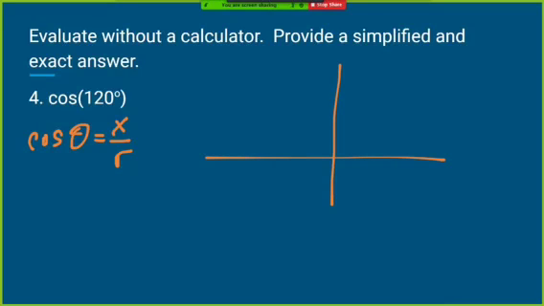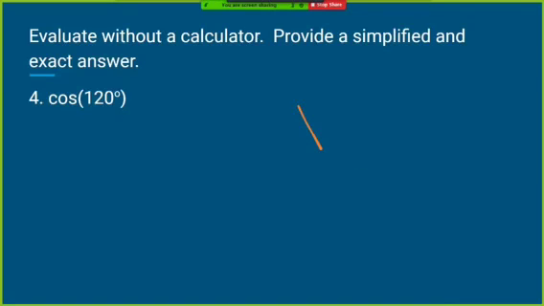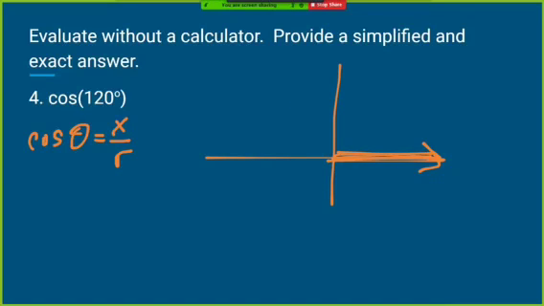So for 120, I'm going to draw a 120 degree angle here. Alright, so that's the initial side. Alright, and then, oops, what happened? Let's come back to that. There we go. This would be the terminal side, okay? And the reference angle would be 60 degrees, okay? And I need to give myself a little more room here, so we're going to go 60 degrees, okay?